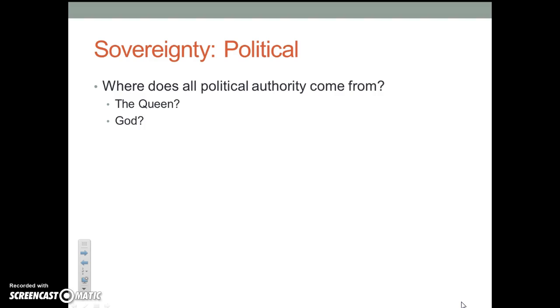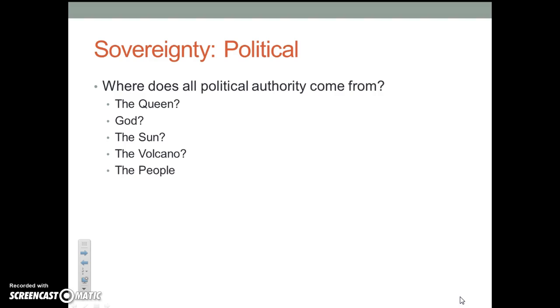It's obviously not God. We don't live in a theocracy. Our leaders do not look to God to justify their position, or indeed the sun, or the volcano, or indeed the moon and the stars. No. Where does all political power come from in the United Kingdom, without which there would be no political authority, no political power at all? It's us. It is the people.